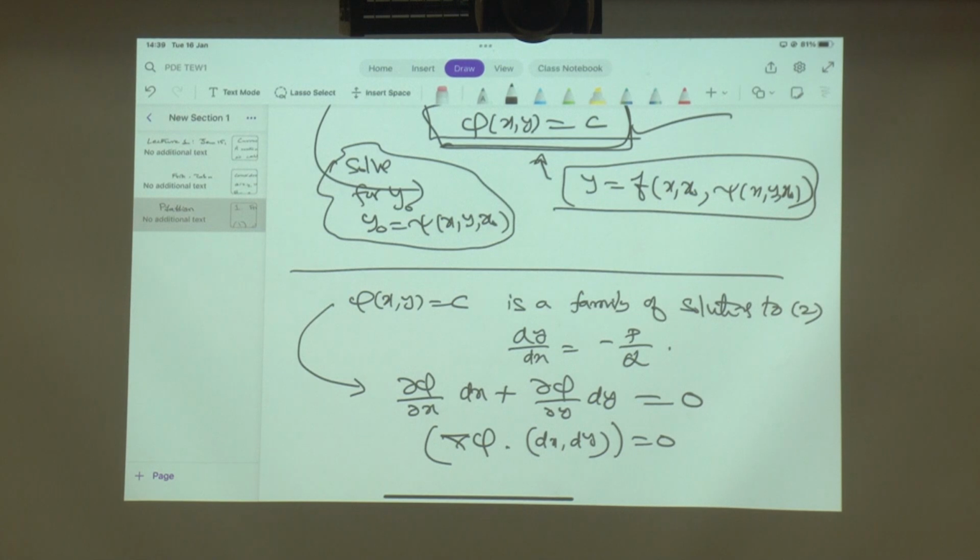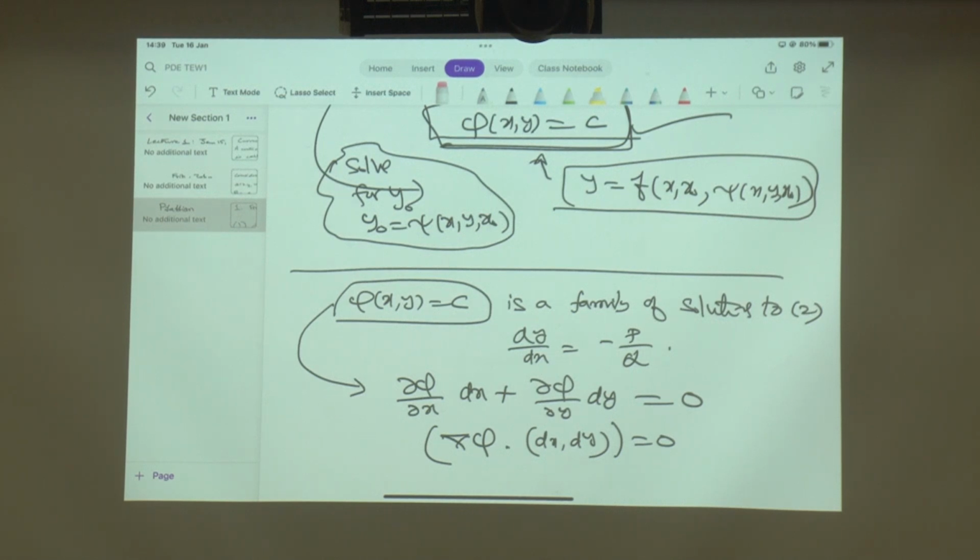So grad phi always represents a normal direction to anything of this type, phi of xy equal to c. These are called level sets, set of all xy so that phi of xy equal to c. So for such a thing, grad phi is a normal. That's one interpretation. Or you can think that your solution is described parametrically, x of t, y of t. Now you think phi of x of t comma y of t equal to c, and then you differentiate.